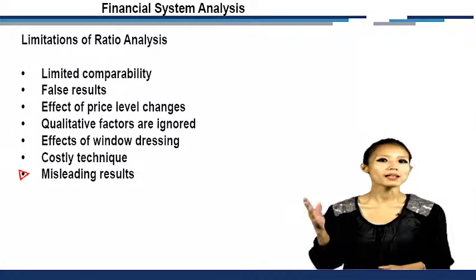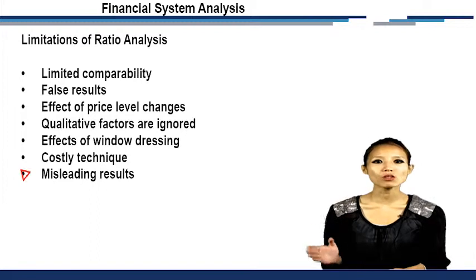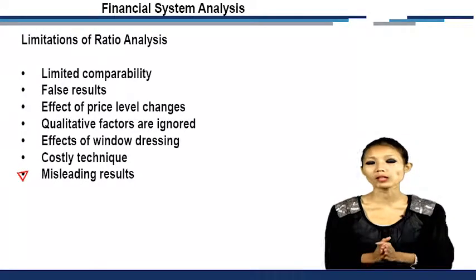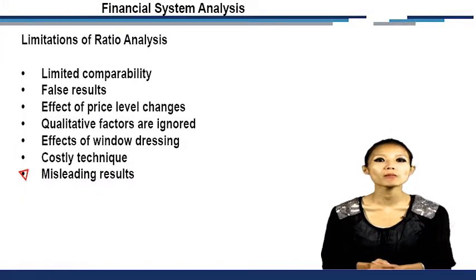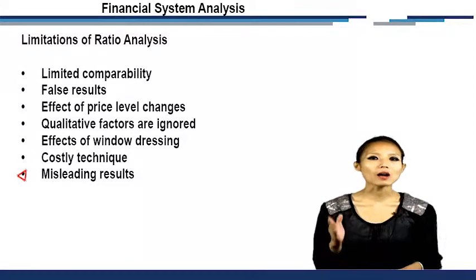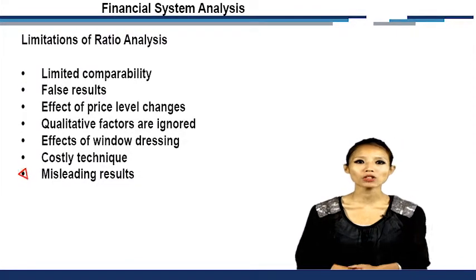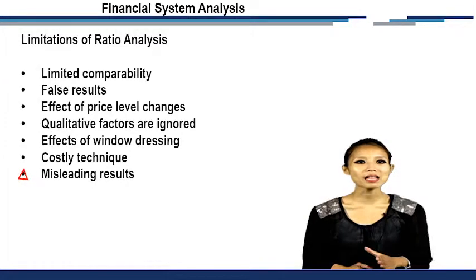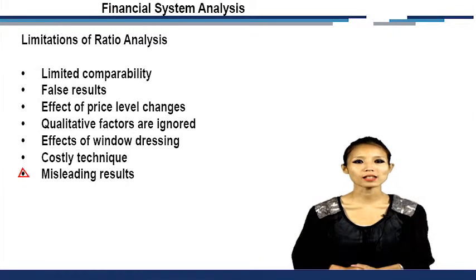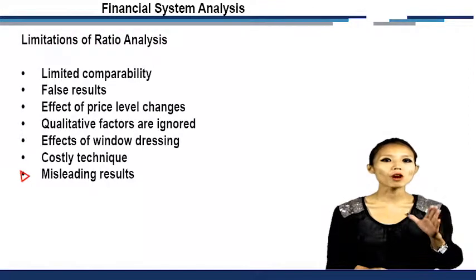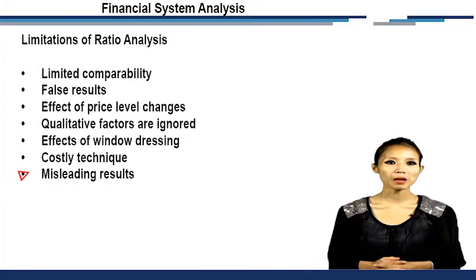Misleading result. In the absence of absolute data, the result may be misleading. For example, the gross profit of two firms is 25%, whereas the profit earned by one is just INR 5,000 and sales are INR 20,000, and profit earned by the other one is INR 10 lakhs and sales are INR 40 lakhs. Even though the profitability of the two firms is the same, the magnitude of their business is quite different.